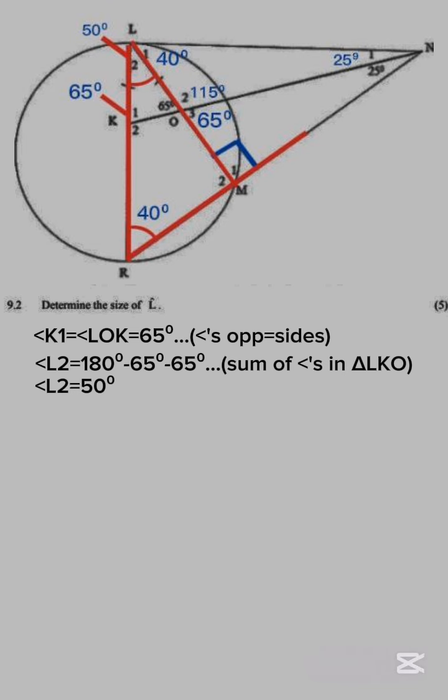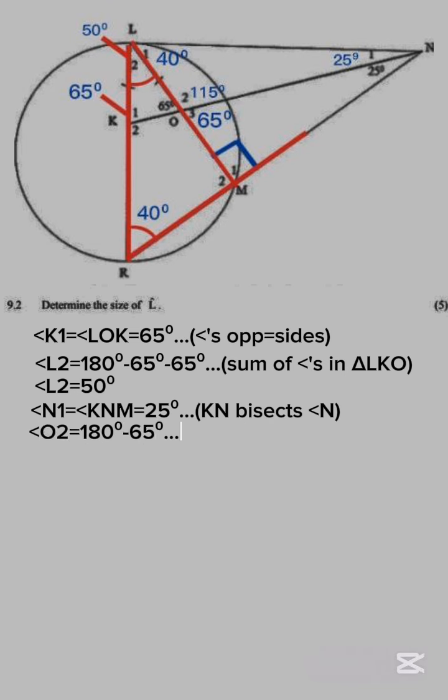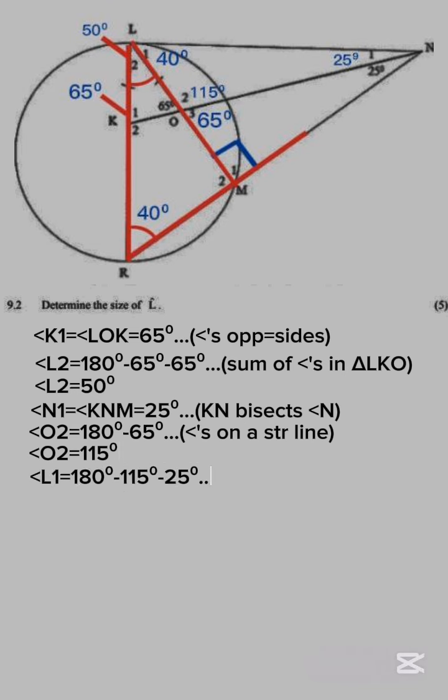Then let's show how we found that angle L1 is equal to 40 degrees. We started by saying angle N1 is equal to angle KNM is equal to 25 degrees. Reason: KN bisects angle N. Angle O2 is equal to 180 degrees minus 65 degrees. Reason: angles on a straight line. Angle O2 is equal to 115 degrees. Angle L1 is equal to 180 degrees minus 115 degrees minus 25 degrees. Reason: sum of angles in triangle LON. Therefore, angle L1 is equal to 40 degrees.